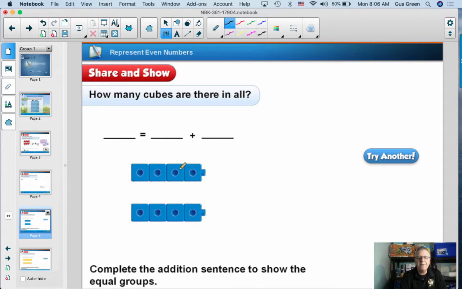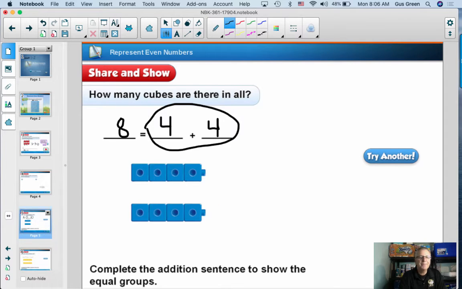Okay, so for this one, first I'm going to start by counting how many total cubes there are. 1, 2, 3, 4, 5, 6, 7, 8. So I know there's 8 cubes altogether. And then the top train, 1, 2, 3, 4. And the bottom, 1, 2, 3, 4. So 8 equals 4 plus 4. I call this a doubles fact, because the number is doubled.